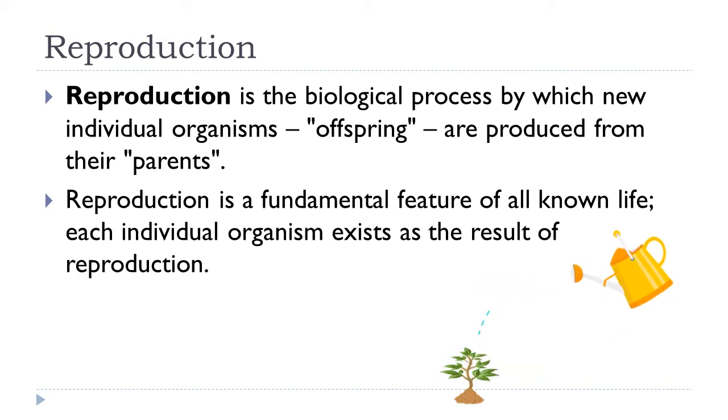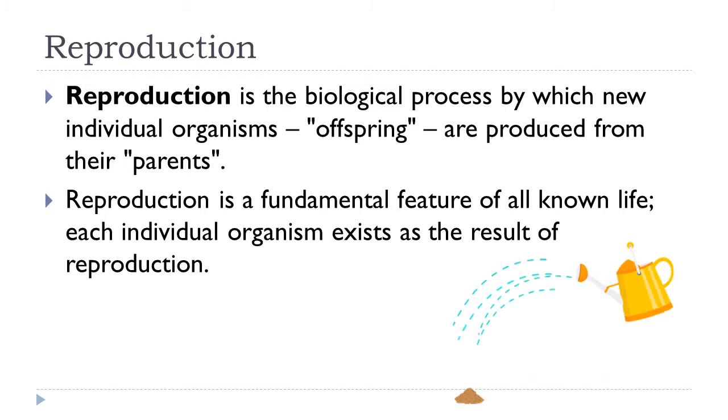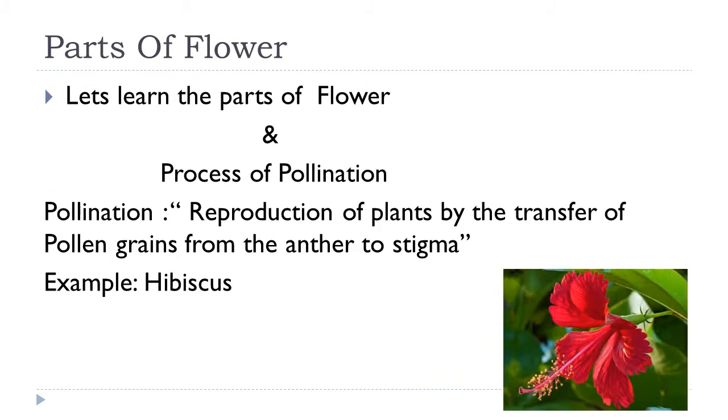Flowers are the reproductive organs of plants. They turn into fruits which have seeds inside them, so new plants grow from seeds. Reproduction is a fundamental feature of all known life. Each individual organism exists as the result of reproduction.